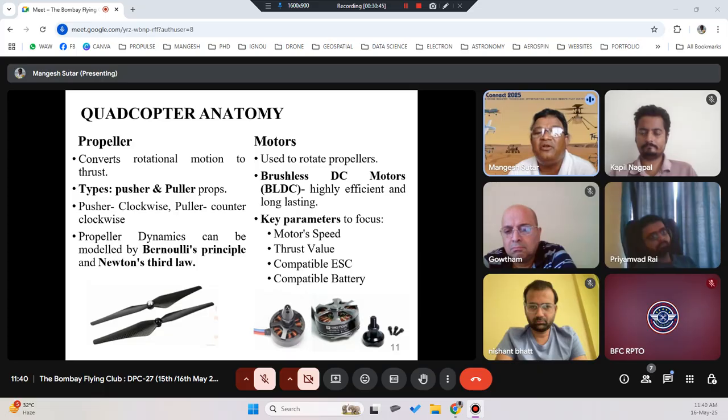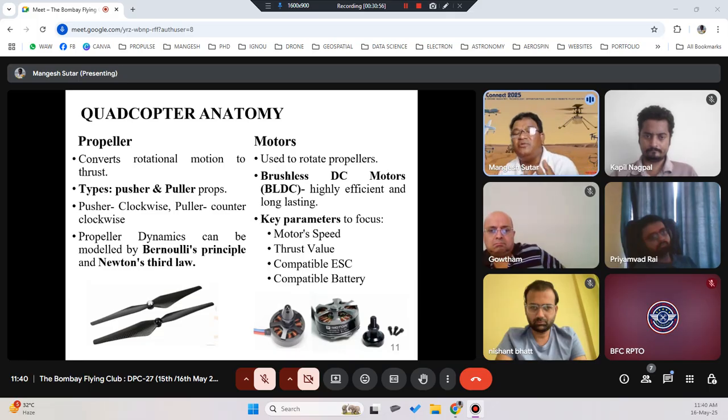So the key parameters to focus on for the motor are motor speed, the thrust value, compatible ESC and compatible battery. So when you design your drone, the first thing you have to think about is the motor.